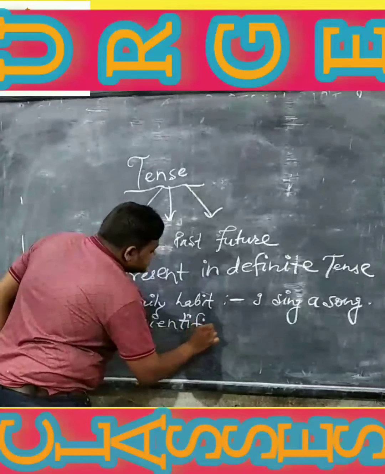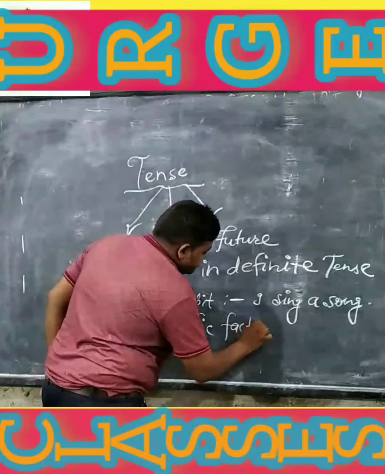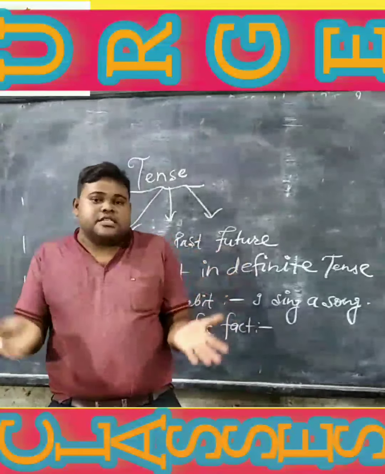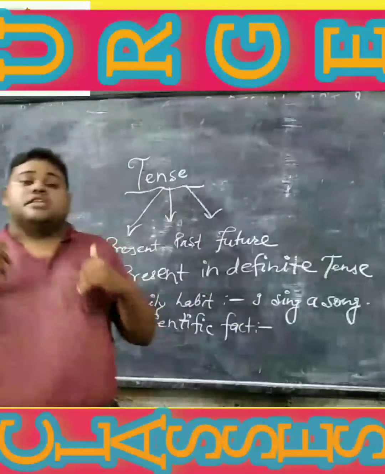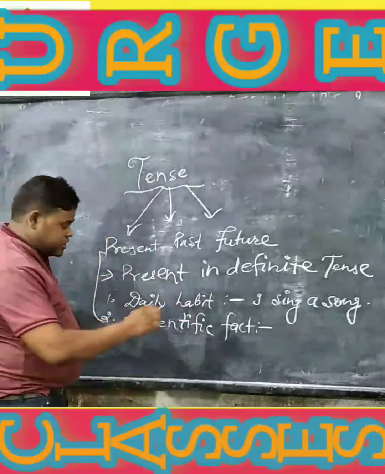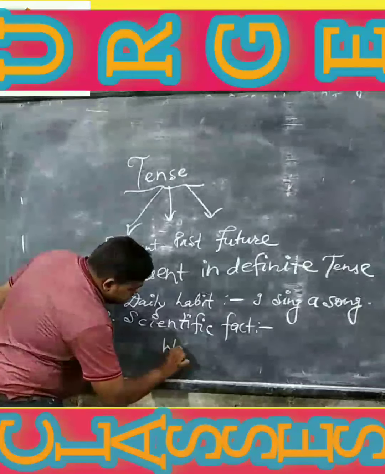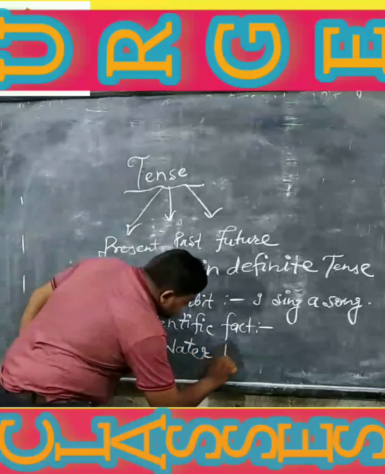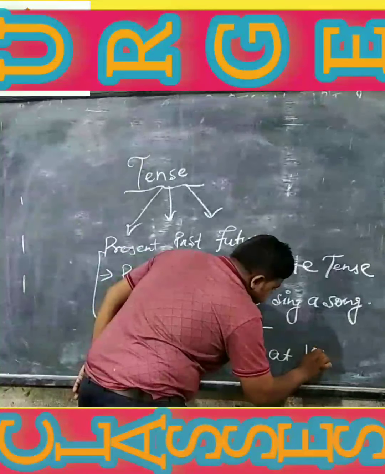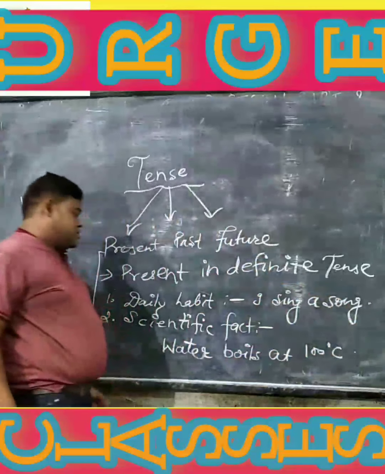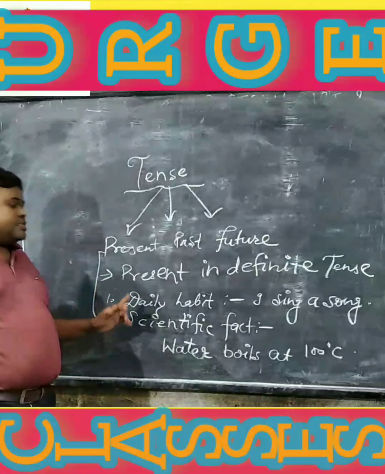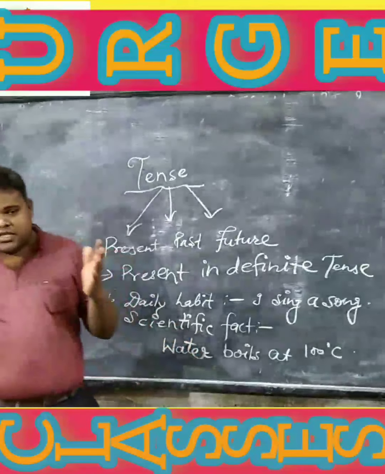describing scientific facts. Some of the facts that are associated with science can be expressed by using simple present tense. For example, you can see here, water boils at 100 degree C. So these are the two formats in which you can apply simple present tense.